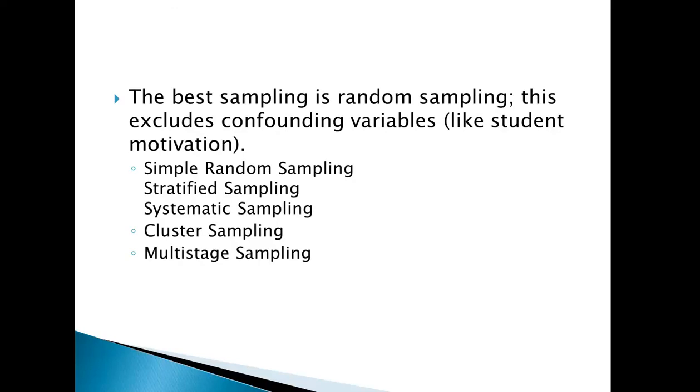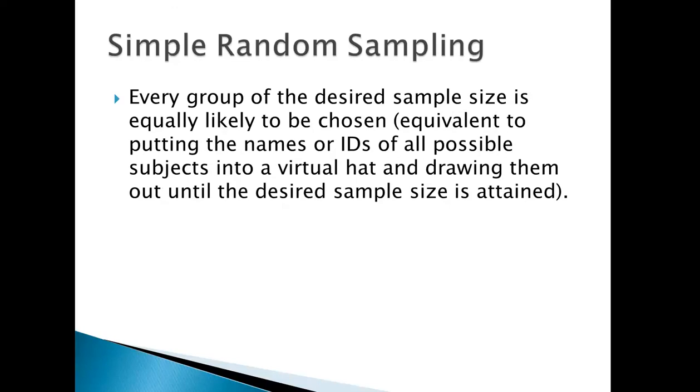The best sampling is random sampling. This excludes confounding variables like student motivation. So we'll briefly talk about five different kinds of random sampling, or probability sampling it's sometimes called: simple random sampling, stratified, systematic, cluster, and multi-stage. In simple random sampling, every group of the desired sample size is equally likely to be the chosen group. It's equivalent to putting the names or IDs of all possible subjects into a virtual hat and drawing them out until the desired sample size is attained.